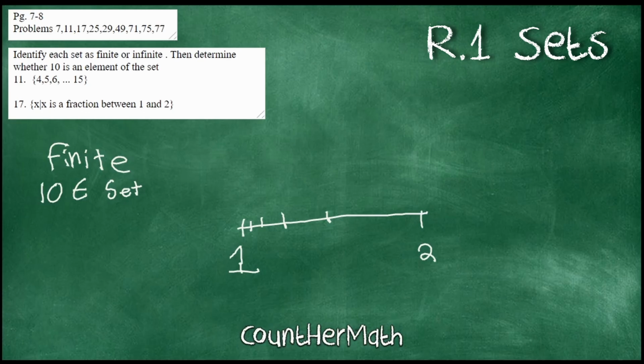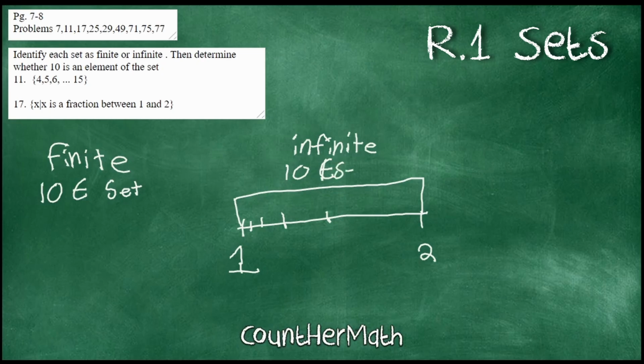I can always make a bigger number on the bottom, or just change up the fraction entirely as many times as I want to. There is no end to the fractions. So we would say that this is an infinite set because there's no way for me to mark or write down every single fraction between 1 and 2. Then we have to determine whether 10 is an element of this set. Well, our set only goes from 1 to 2 at the very maximum, so it will never reach 10. So we would say 10 is not an element of the set.